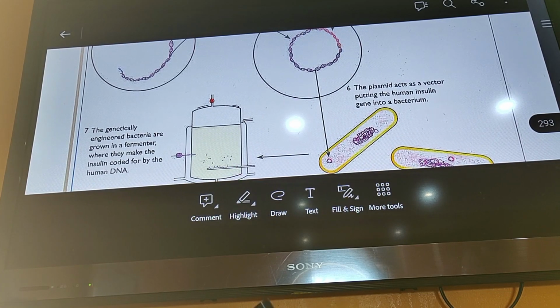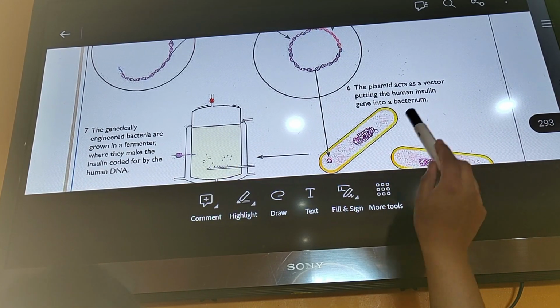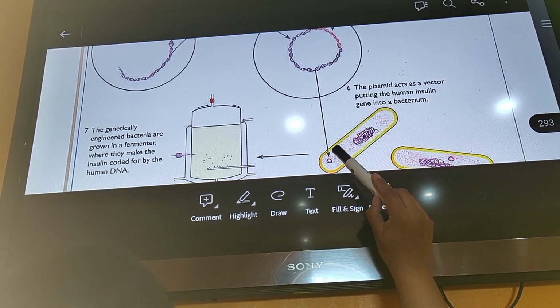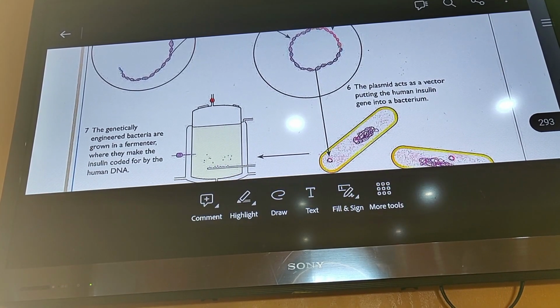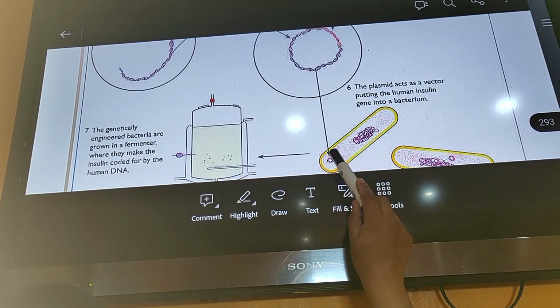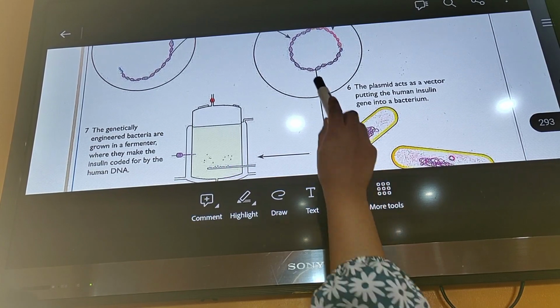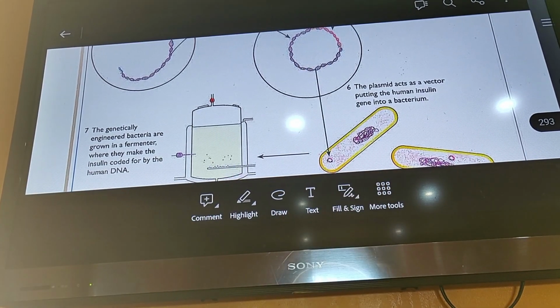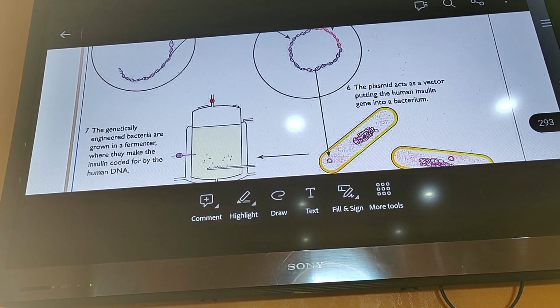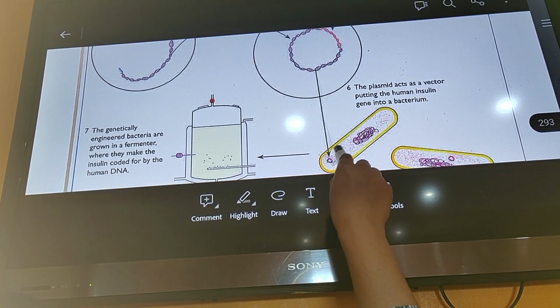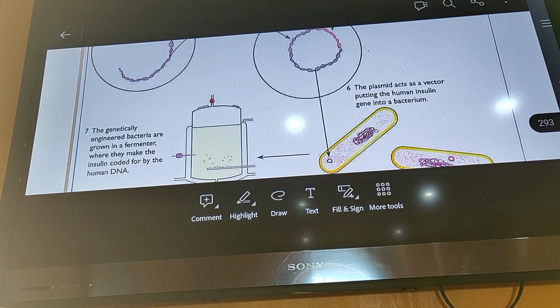Now, what will be the next step? This plasmid is then placed back into the bacterial cell. Now, this recombinant DNA, because it has a human gene and a bacterial gene, goes back into the bacterial cell.